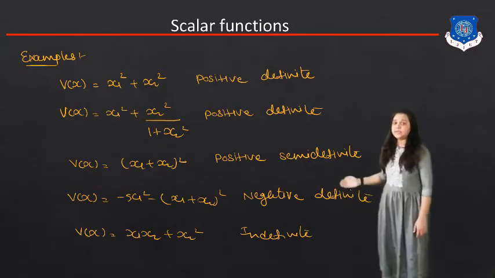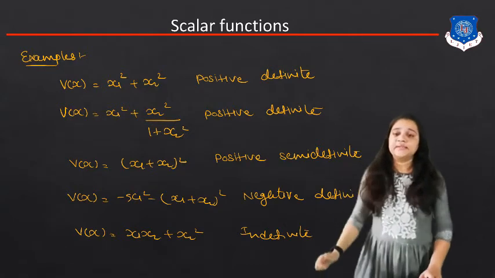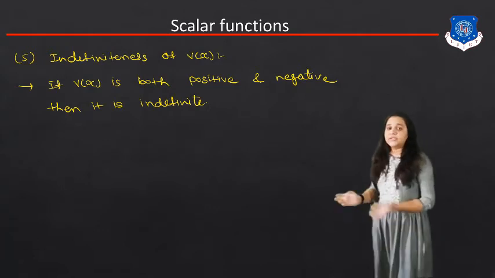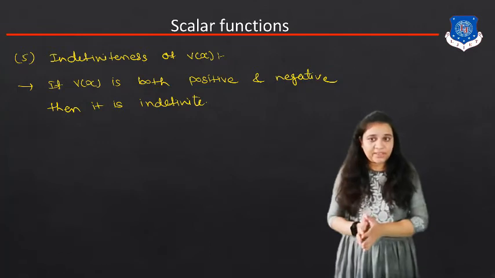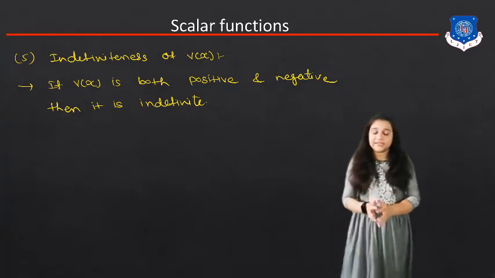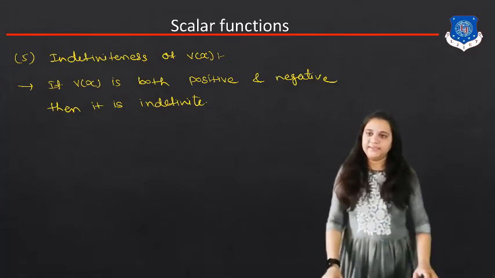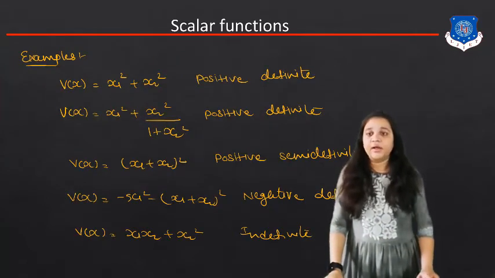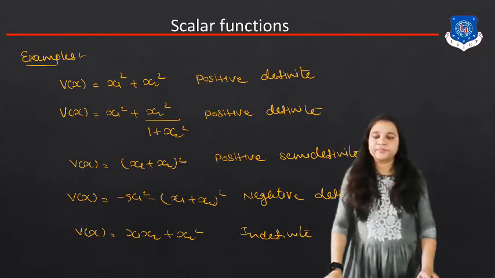And the last one is x1 x2 plus x2 square. So the answer is indefinite. What is indefinite? V(x) is both positive and negative. Then it is indefinite. That means we can get the value of V(x) greater than 0, equal to 0, as well as less than 0. Okay. So these are the examples given to differentiate the scalar functions. Clear?